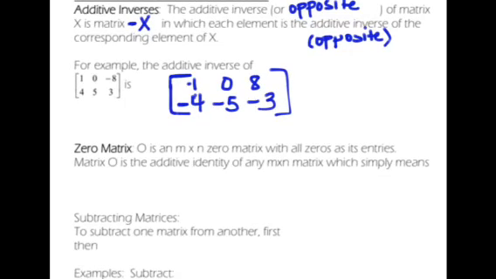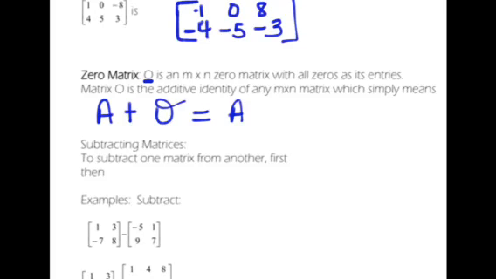Another thing you should be aware of is something called the zero matrix, and it's written as the letter O. So this is actually the letter O. It's an M by N zero matrix with all zeros as its entries. Matrix O is the additive identity of any M by N matrix, which simply means if you take any matrix, we'll call it matrix A, and add to it matrix O, which is the matrix of all zeros, you get matrix A back. We needed a little bit of that information to be able to talk about subtracting matrices.